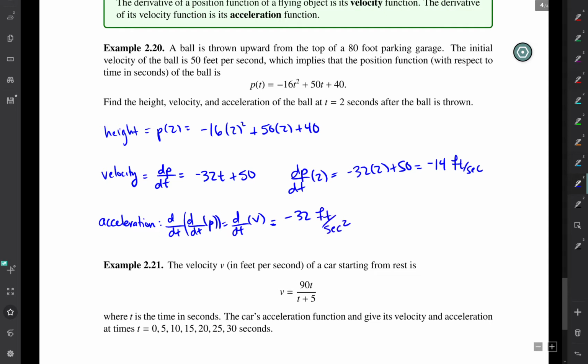Okay, and this is actually accurate, that the acceleration due to gravity is always negative 32 feet per second squared on the surface of the Earth. Okay, and so there's your height, your velocity, and your acceleration at time 2.